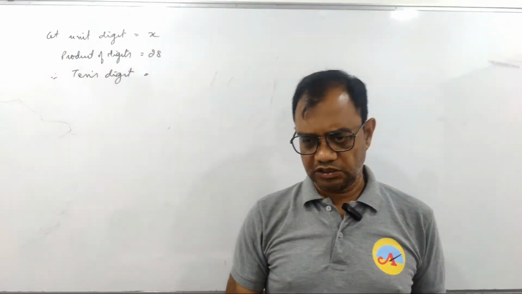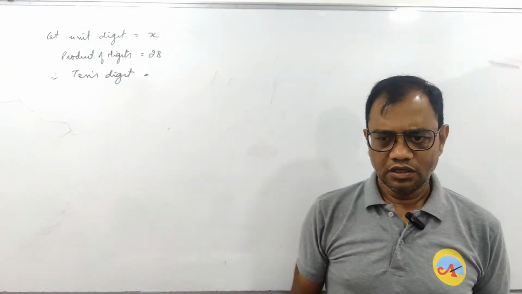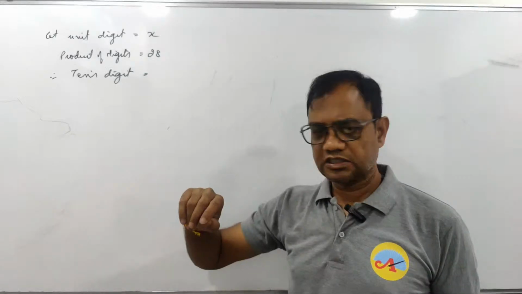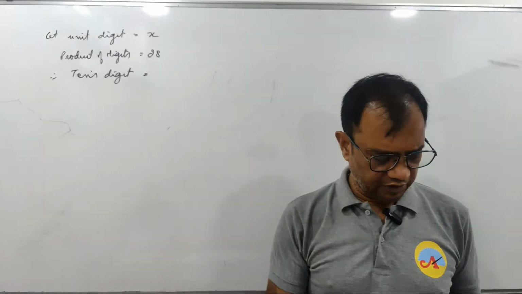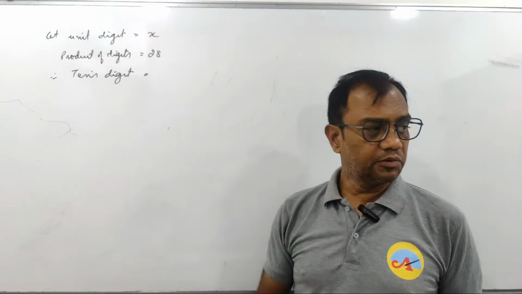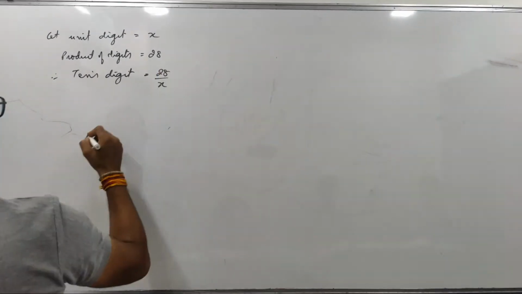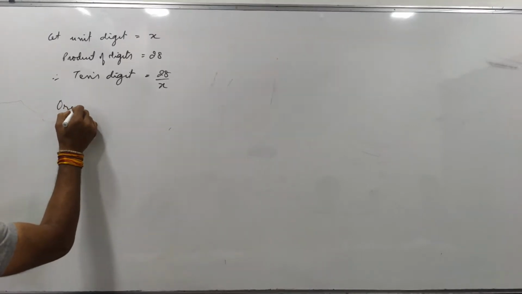So if the unit digit is x, you can take the tens digit also. It's not necessary to take the unit digit. Anything. So if the unit digit is x, and the product of the digits is given to us as 28, the tens digit will be what? 28 upon x.